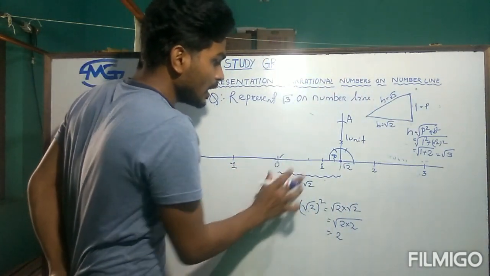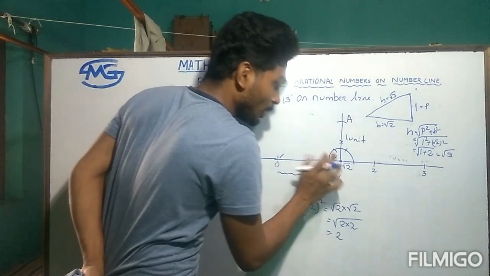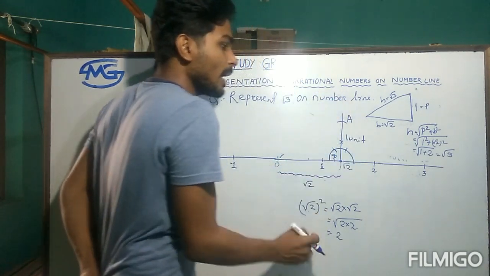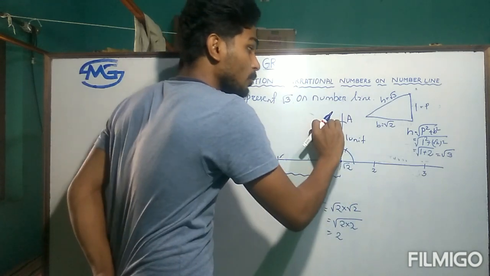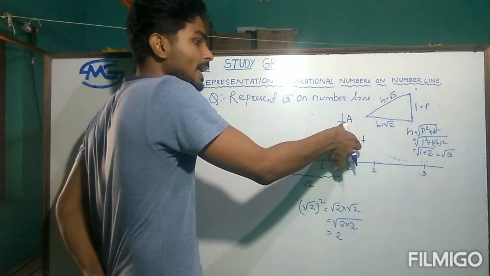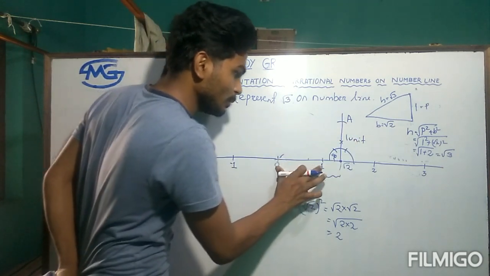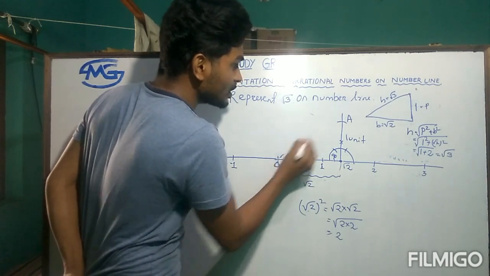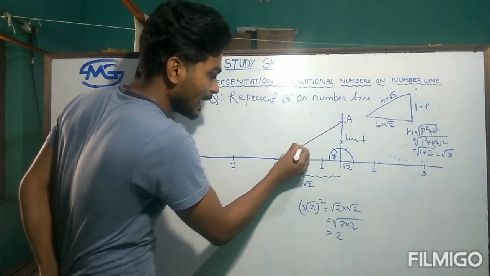For that reason, we have to first take √2 and at √2 we have to make an angle of 90 degrees and produce upward, and at the upward part we have to mark a point A so that the distance from √2 to A is equal to the distance from 0 to 1. Understood? Then join these 2 points 0 and A.